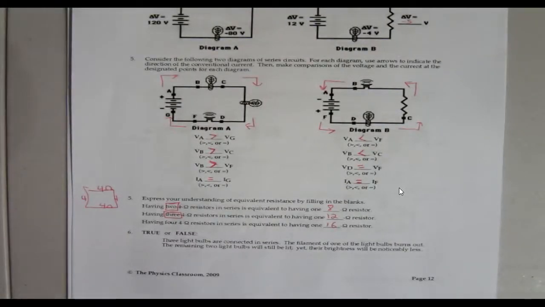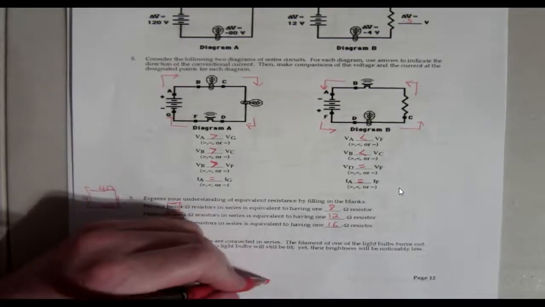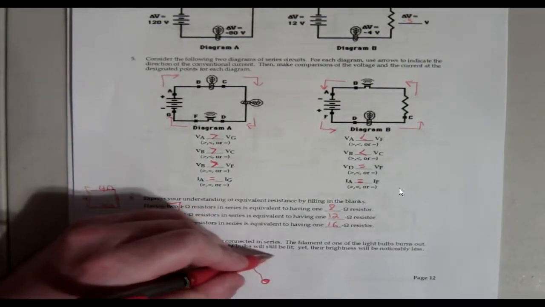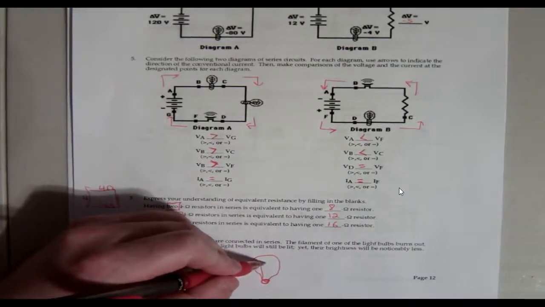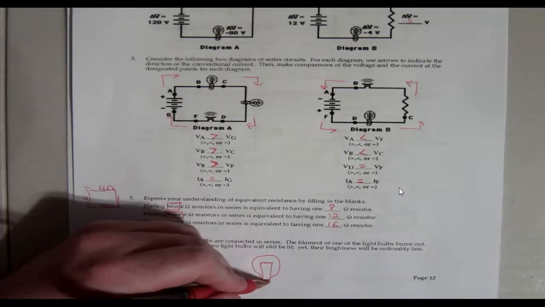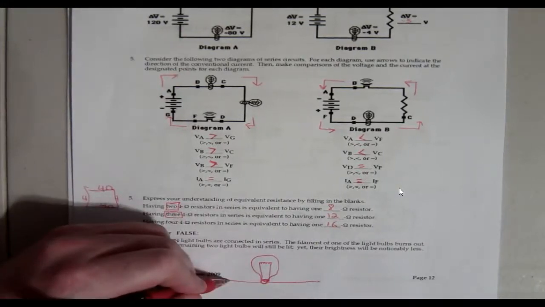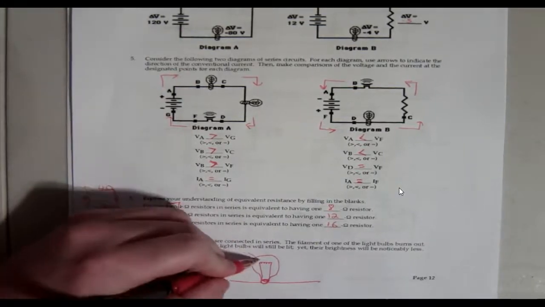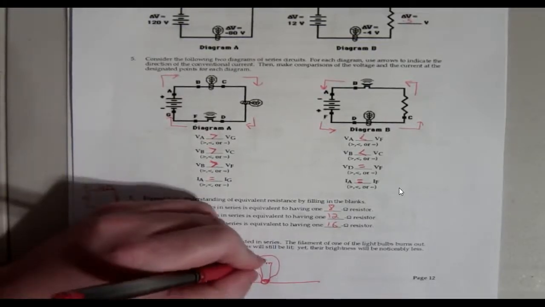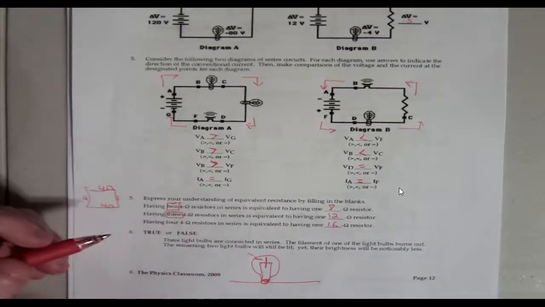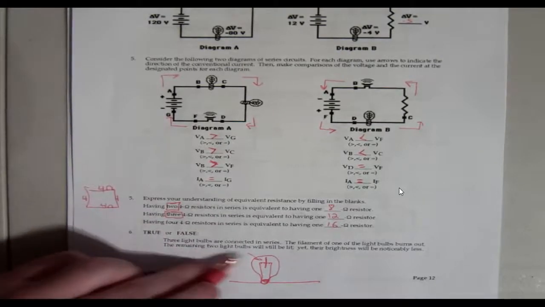3 light bulbs are connected in a series. Okay? The filament of one of the light bulbs burns out. So keep this in mind. This is our light bulb, right? Electricity comes in. There's this little filament, goes out, continues along the pathway. So when they say this filament here, which is the connecting wire, burns out, it's broken. So the remaining 2 light bulbs will still be lit.